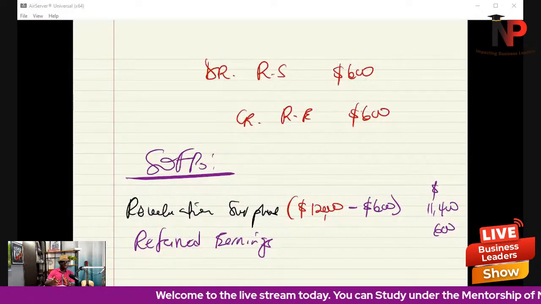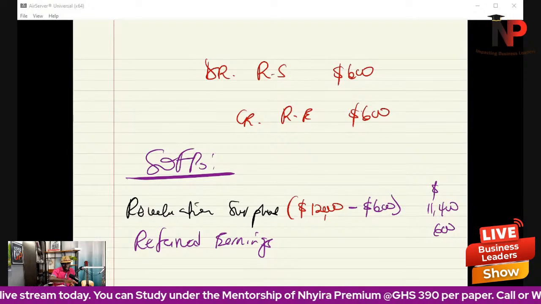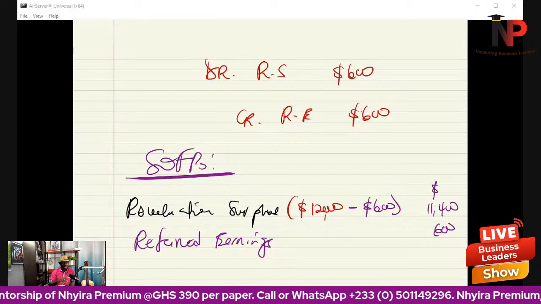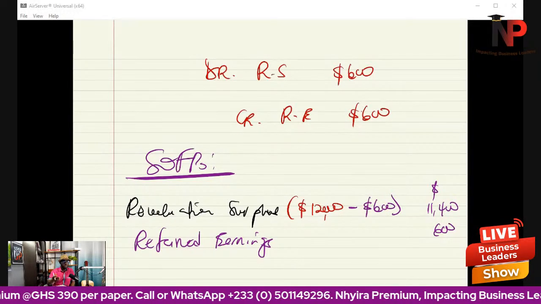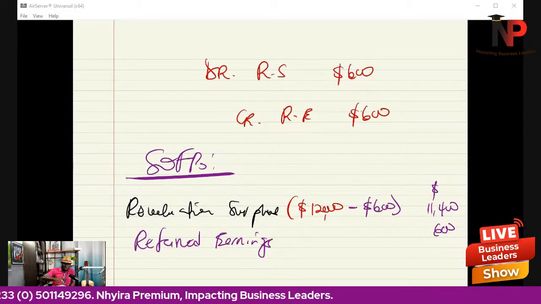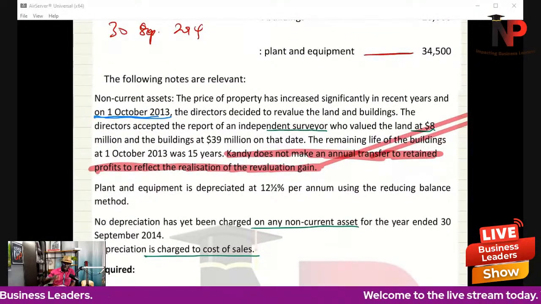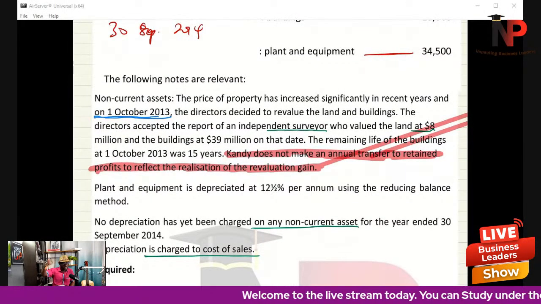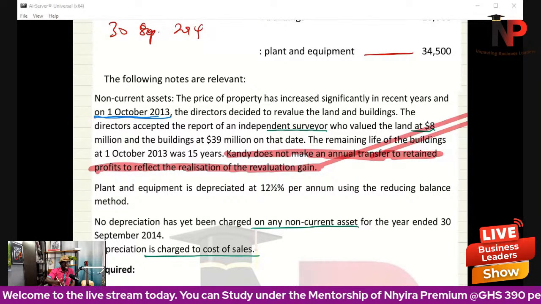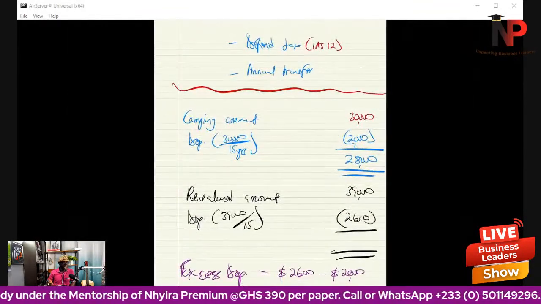So that is how the annual transfer would have been dealt with, assuming the question was silent, or assuming we are told the entity makes the transfer. Usually, when the question is silent, the transfer has to be made, and you are going to be correct. And if the question says don't make it, like in this particular case, then we are good to go. Sometimes the examiner will be silent, or sometimes the examiner will state directly that the entity makes the transfer. Then, this is how you arrive at the transfer.